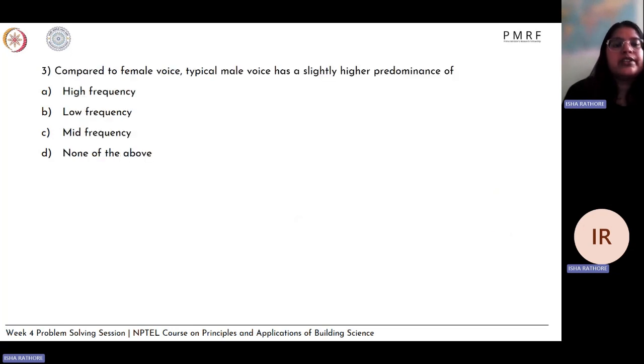So moving on to question 3, compared to a female voice, a typical male voice has a slightly higher predominance of A, high frequency, B, low frequency, C, mid frequency, and D, none of the above.